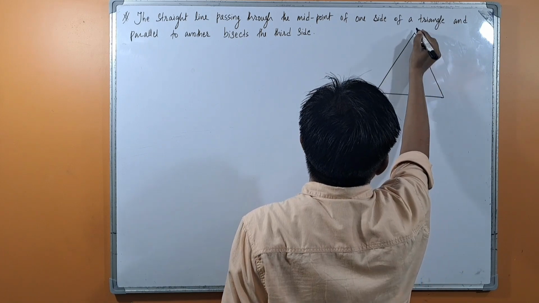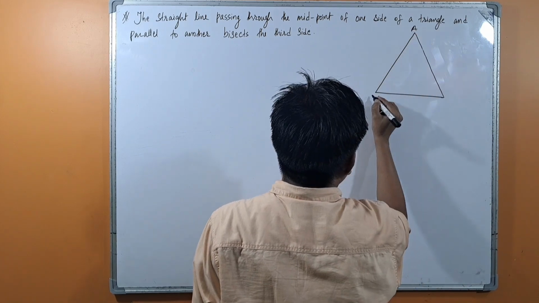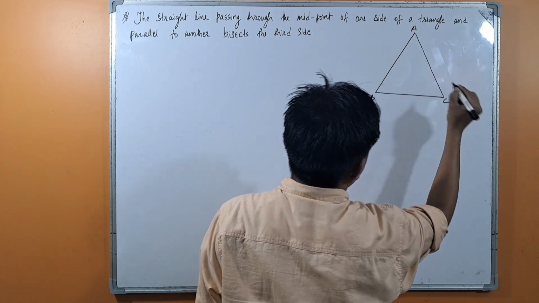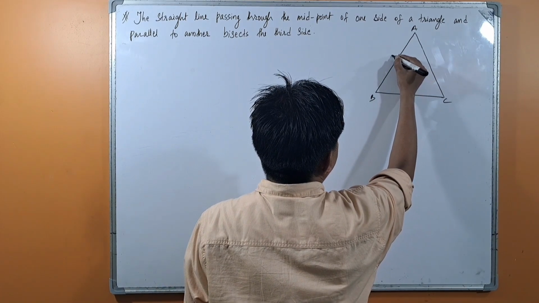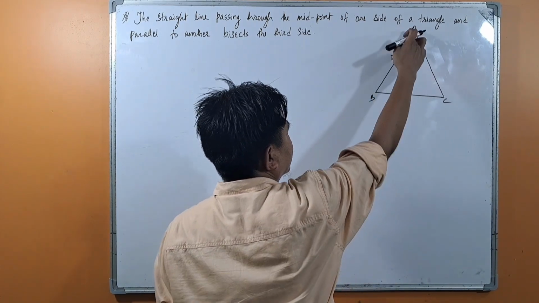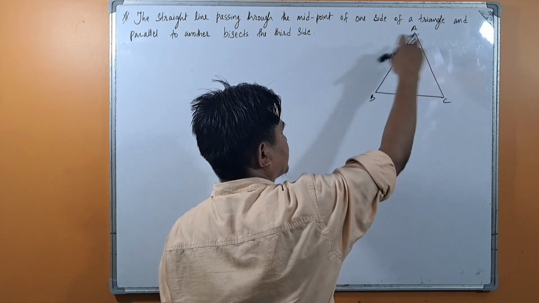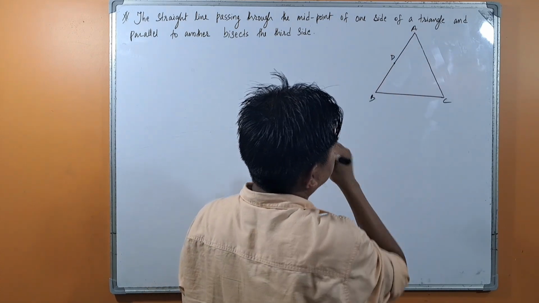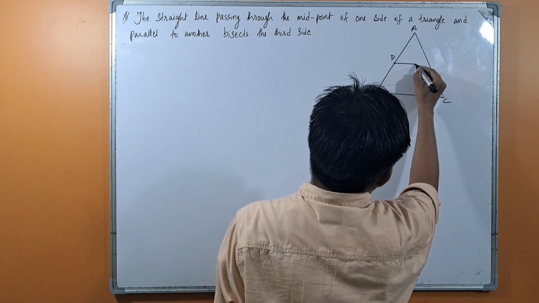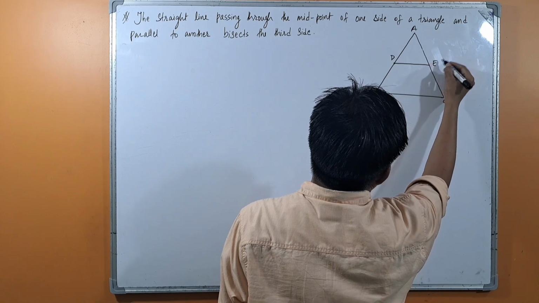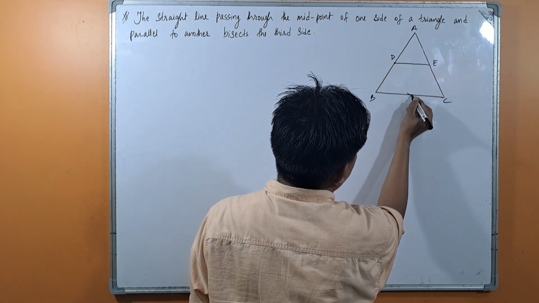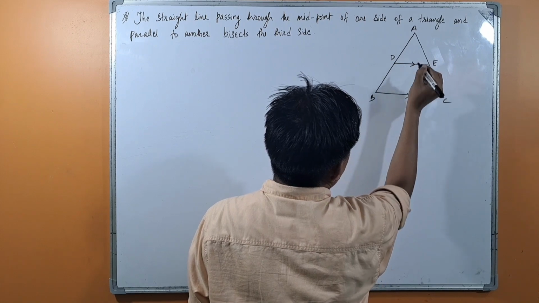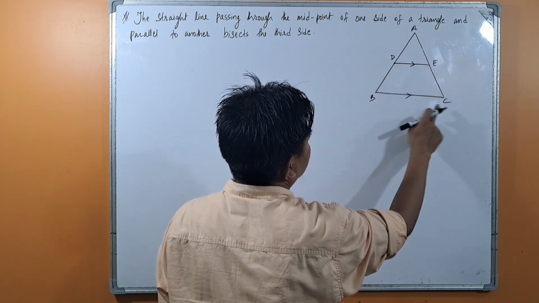This is triangle ABC. This is A, this is B, and this is C. Let us suppose this point D is the midpoint of side AB of triangle ABC. Now DE is drawn. This is E. DE is drawn parallel to BC. These two lines are parallel to each other.